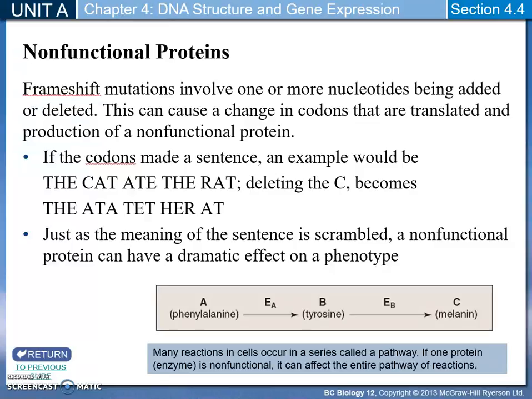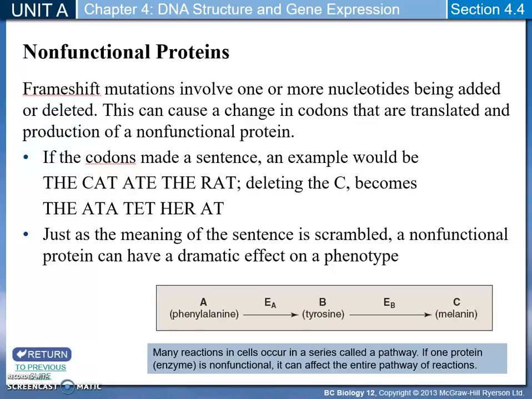If the codons make a sentence, an example might be this particular sentence here, and you can see the profound effect that would occur if you deleted just one of the letters, hence the analogy of deleting one of the amino acids in the sequence. In the case of the sentence, you delete one letter and you have a meaningless sentence. Similarly with proteins, if you delete one amino acid, then basically you will have a non-functioning protein.